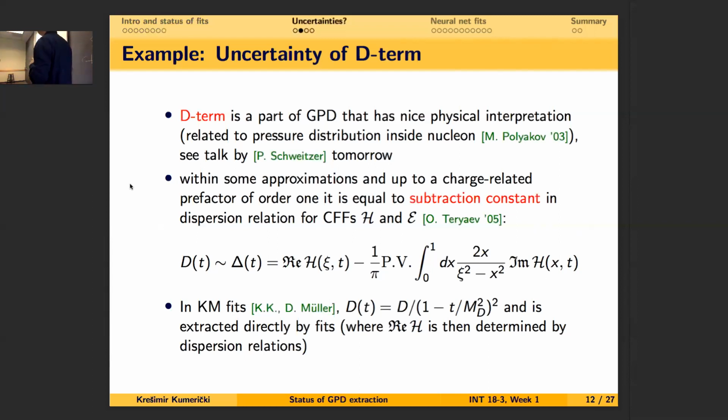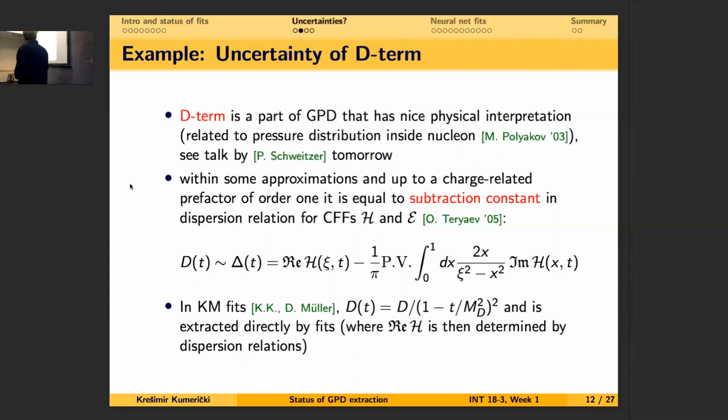Within some approximations and after some charge-related prefactor, the D term is closely related, essentially maybe even equal, up to a very small difference of 20%, to the subtraction constant in this DVCS form factor. So you can express it as a difference between the dispersion integral of the imaginary part of the form factor H and the real part of H. So if you can measure these, you really can get to the D term. So the question is, how uncertain are we about this? Because obviously we use imaginary H and real H in our fits. So can we say something about the D term?